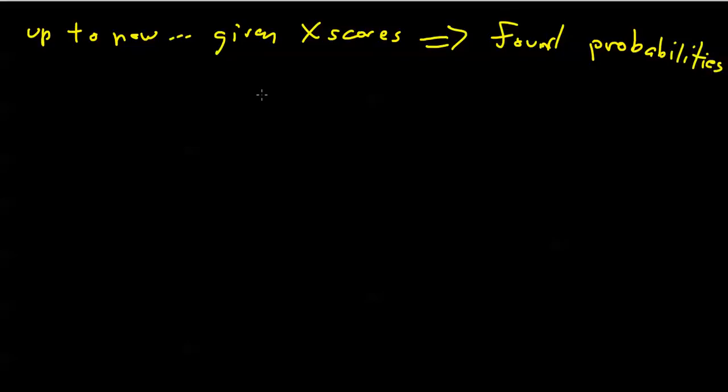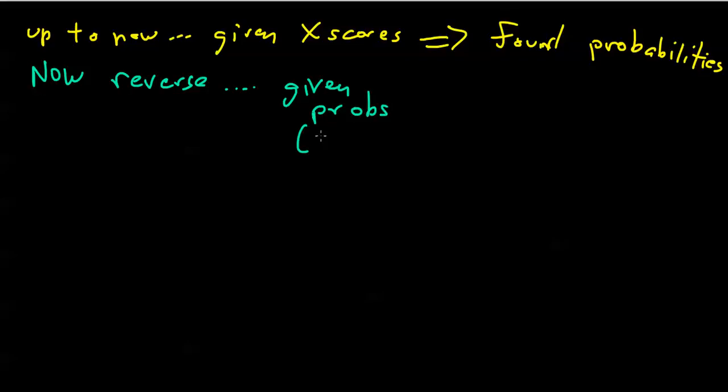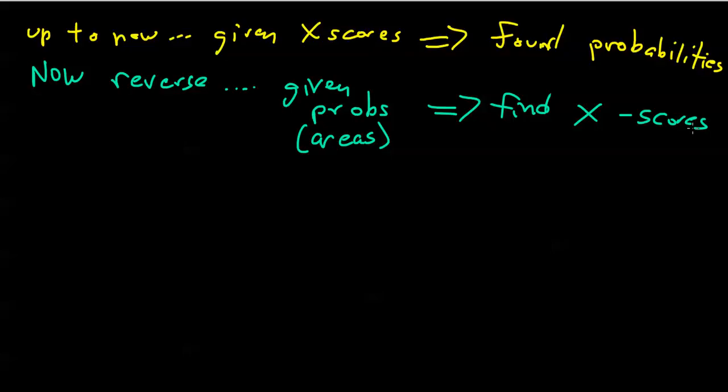Probabilities. Now we want to work it in reverse. In other words, given probabilities, typically in the form of areas, we will want to find the corresponding X scores. Much like we did in section 6.2. You recall we did this in 6.2 using the inverse normal command, or invnorm, and we're going to do the same thing here.